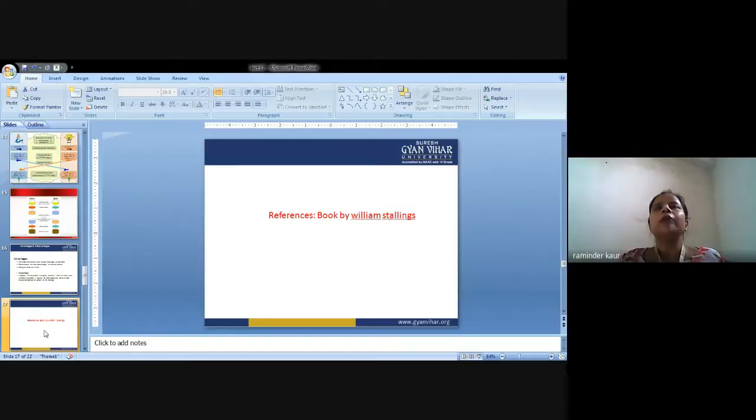So next, a reference is given for the book that is available in the college library. You can get it issued and have a look at the book, because it is a very good book for those who want to go into the field of network and security in future. It is the book written by William Stallings, and it is available in the market. Oh, sorry, library. Get it issued from the library and have a look at all the contents that are shared in the book.